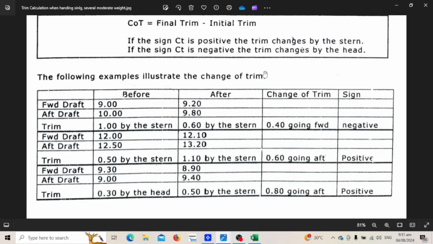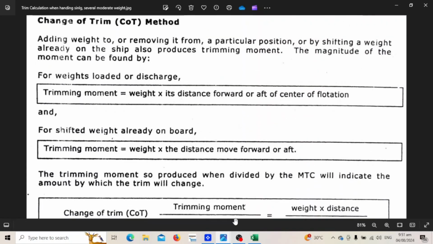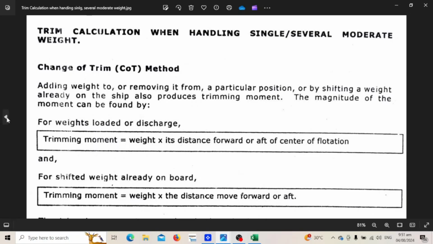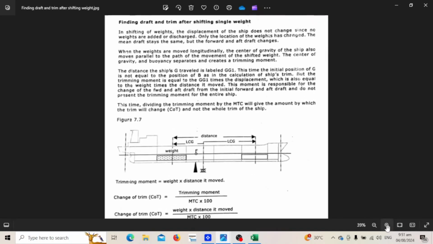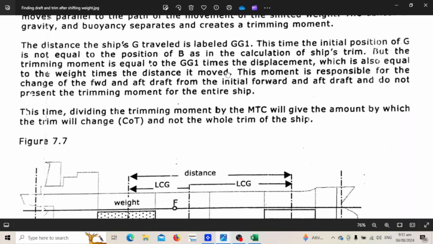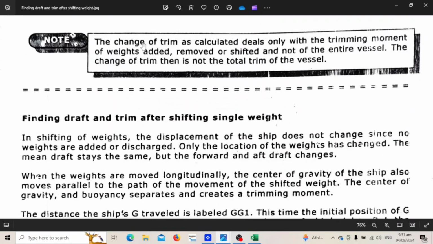Okay, so let's proceed to the next. The change of trim as calculated deals only with the trimming moment of weights added, removed or shifted, not the entire vessel. So the change of trim matters only when there's a change of cargo, when you shift the cargo, or when you discharge or load the cargo. The change of trim is not the total trim of the vessel.